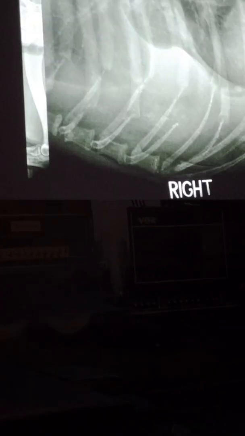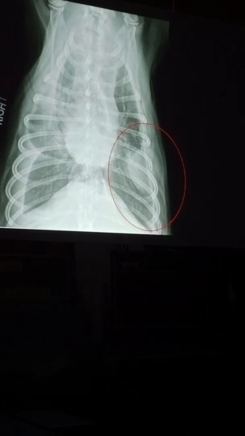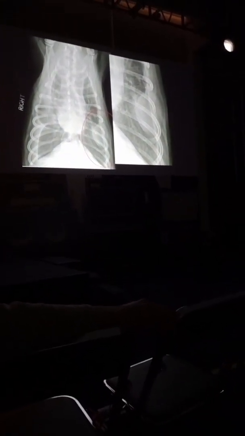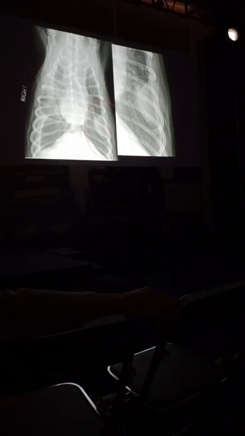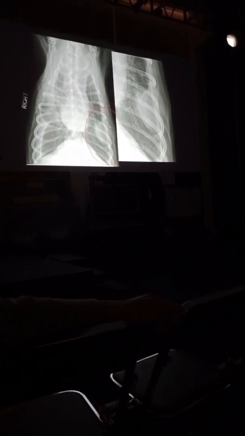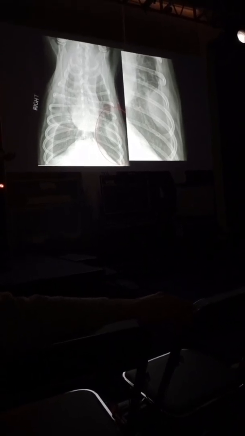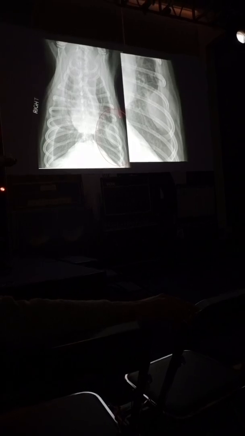And where is the mineral? The rib is gone. Now let's look at the VD view. Look at that rib. Look at how the rib stops abruptly. Look at the little bit of mineral. And by the way, look at the change in the soft tissue. See that fascial plane?